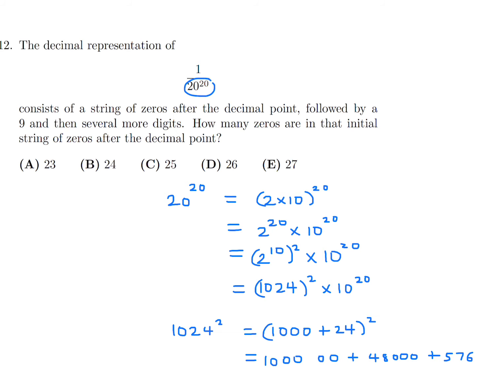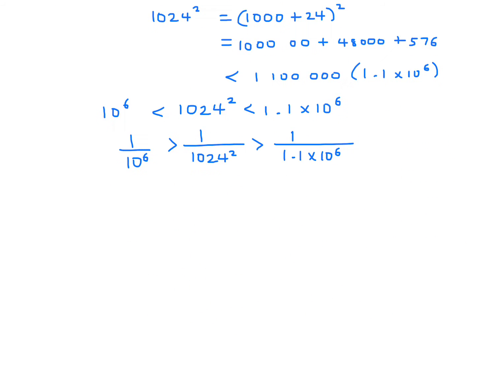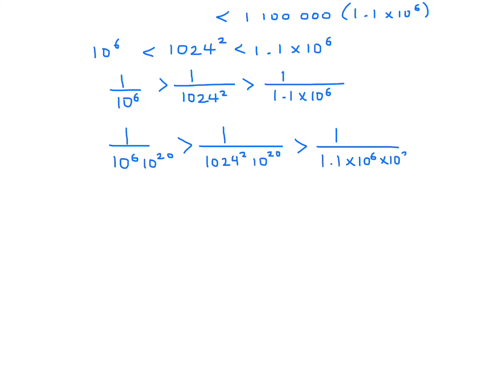Now, we want to bring this 2020 back somehow, and I think I can do that. All I have to do to bring it back is just multiply this guy by the 10 to the power of 20. So multiply through everything by 10 to the power 20. So this becomes the denominator, that is 10 to the power 6, 10 to the power 20. 1 over 1024 squared times 10 to the power 20. And then 1 over 1.1 times 10 to the power 6 times 10 to the power 20. And now we've got this, which is essentially our number, 20 to the power of 20. So we can just put that in there, 20 to the power of 20. And we have a range.